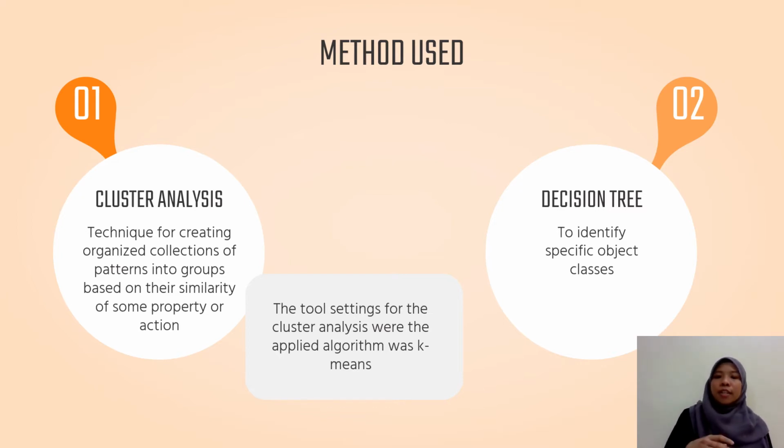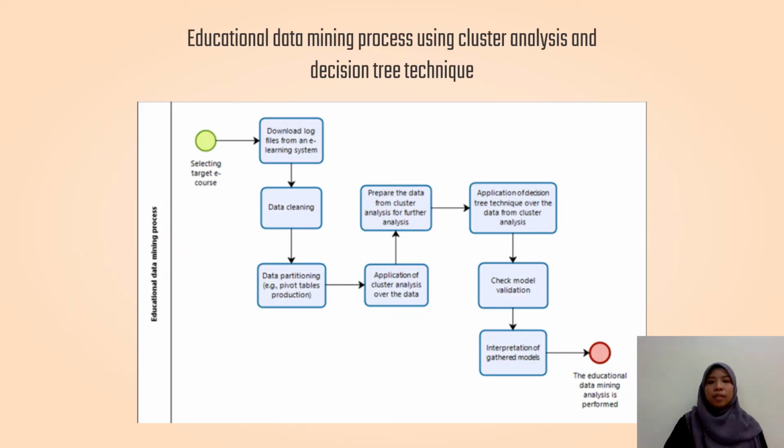The next one is the decision tree. The purpose of a decision tree is to identify specific object classes. Decision trees use different object attributes to classify different object subsets and do not use just one attribute or a fixed set of attributes. The attractiveness of decision trees is in their easy understandability and interpretation. Next, we will discuss the educational data mining process steps.